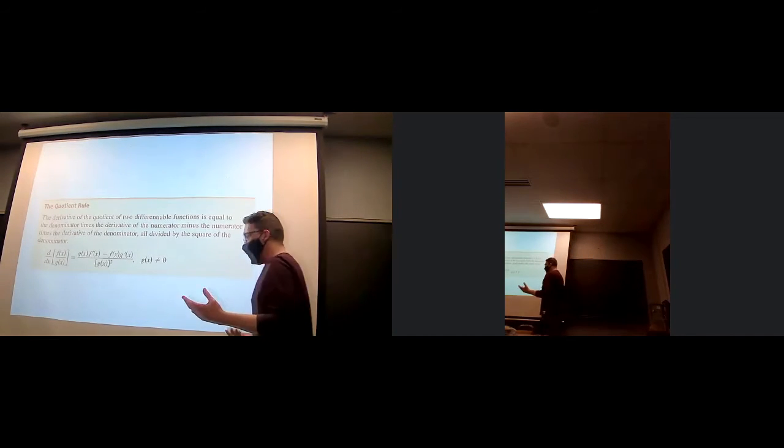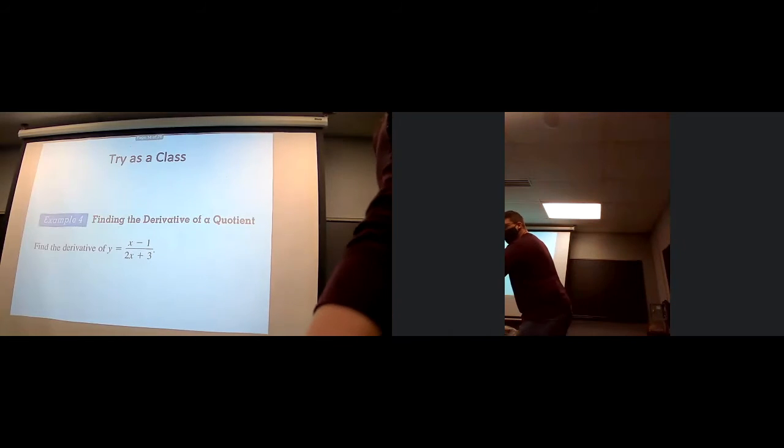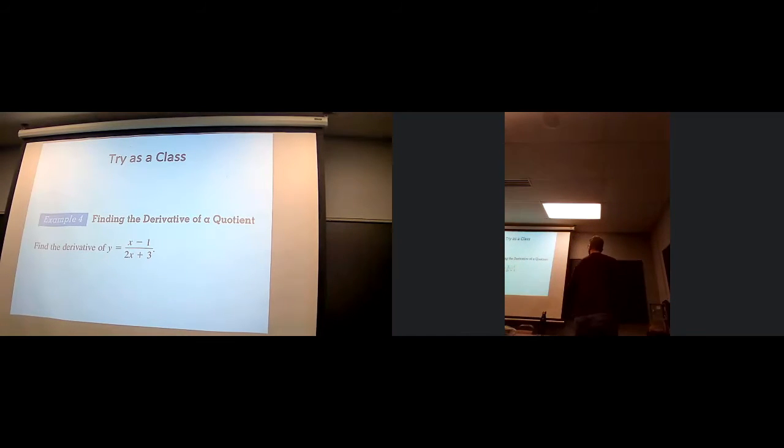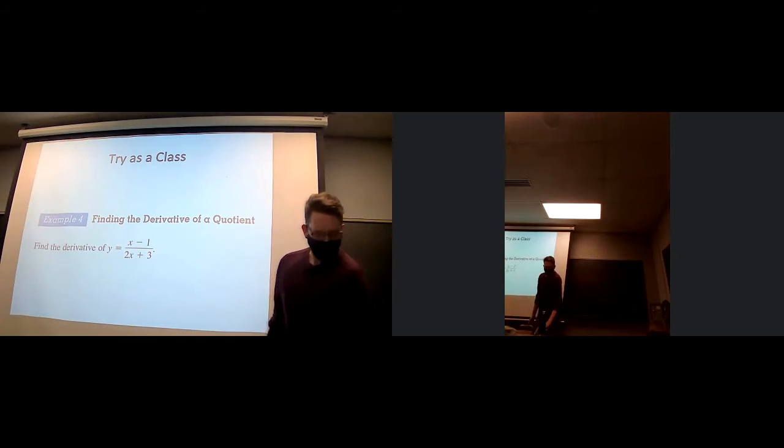So, last class, we left off talking about the quotient rule. The quotient rule, we said we could remember using a mnemonic: low d high minus high d low, all over the square of what's below, right? Just a useful tool. And then we applied it to this first example here.